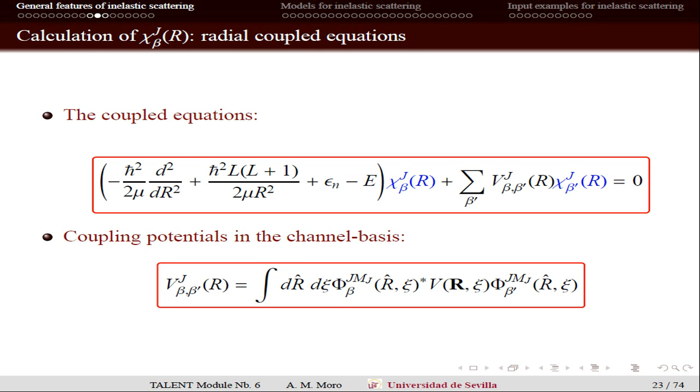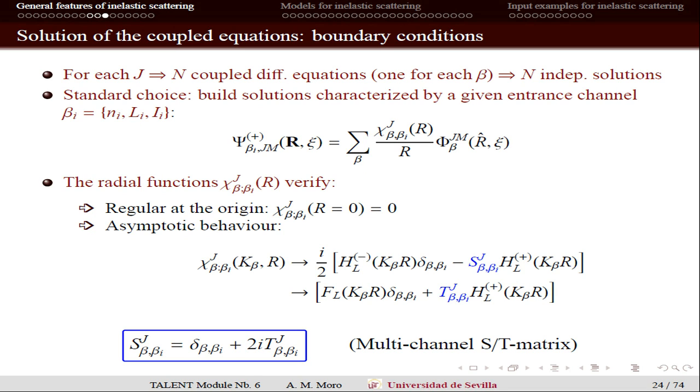Okay, so we have defined some general coupling potentials at the beginning, but now we are defining these coupling potentials in this channel basis that are obviously related to each other. But this is only the beginning of the story. Now let's complicate the situation a bit further.